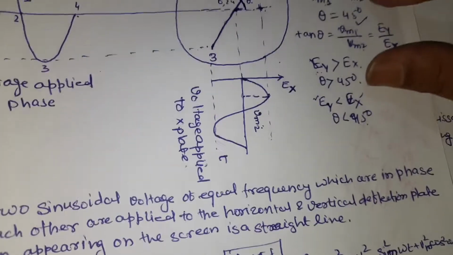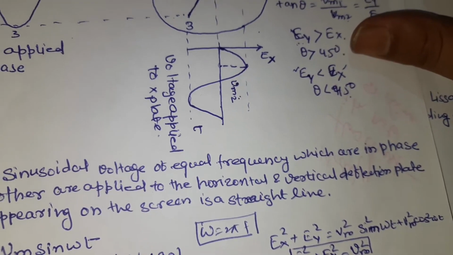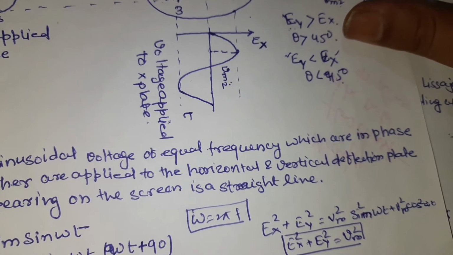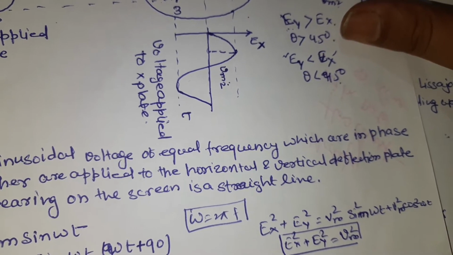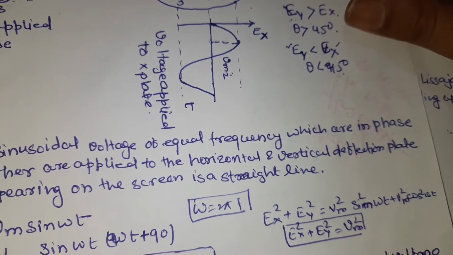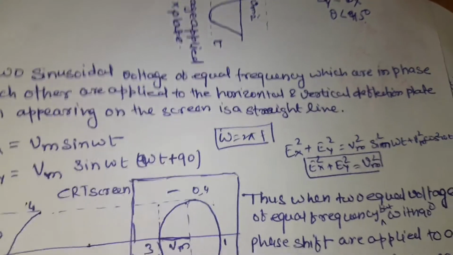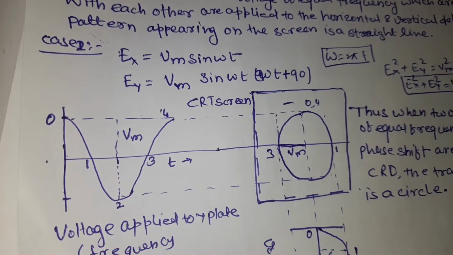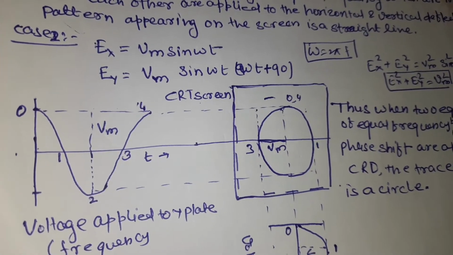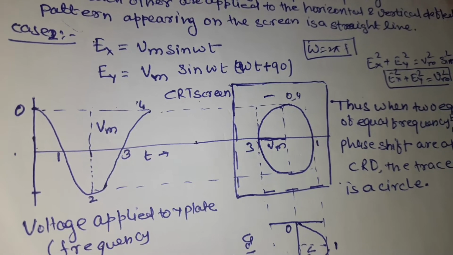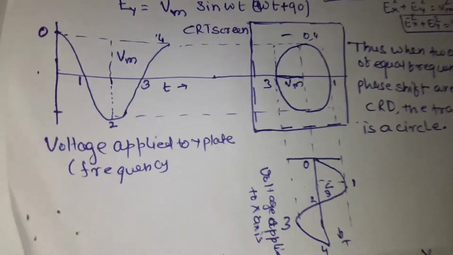And how does it come to a circle? So ex square plus ey square equals Bm square sin square omega t plus Bm square cos square omega t, because there is a 90 degree phase shift. So ex square plus ey square equals Bm square. In this way, if there is a 90 degree phase shift, then the Lissajous pattern will appear as a circle.